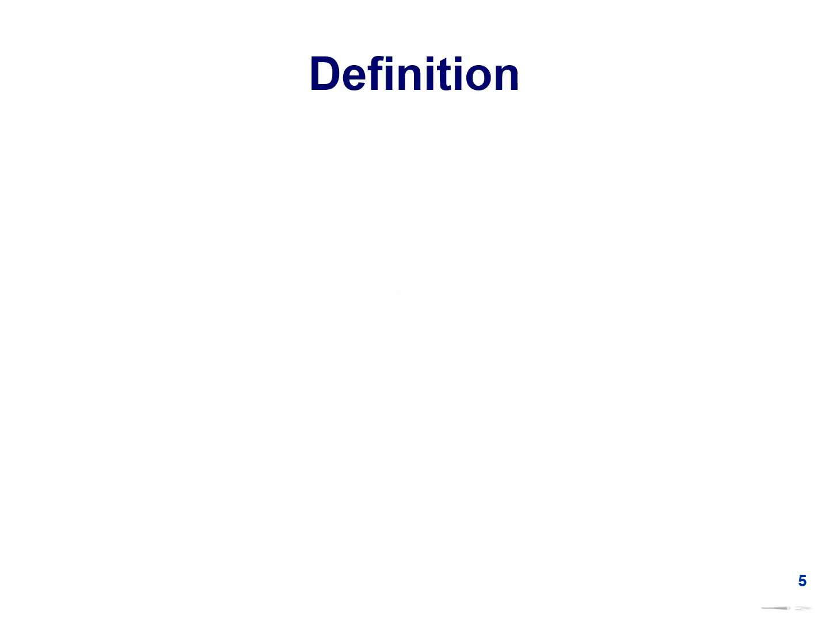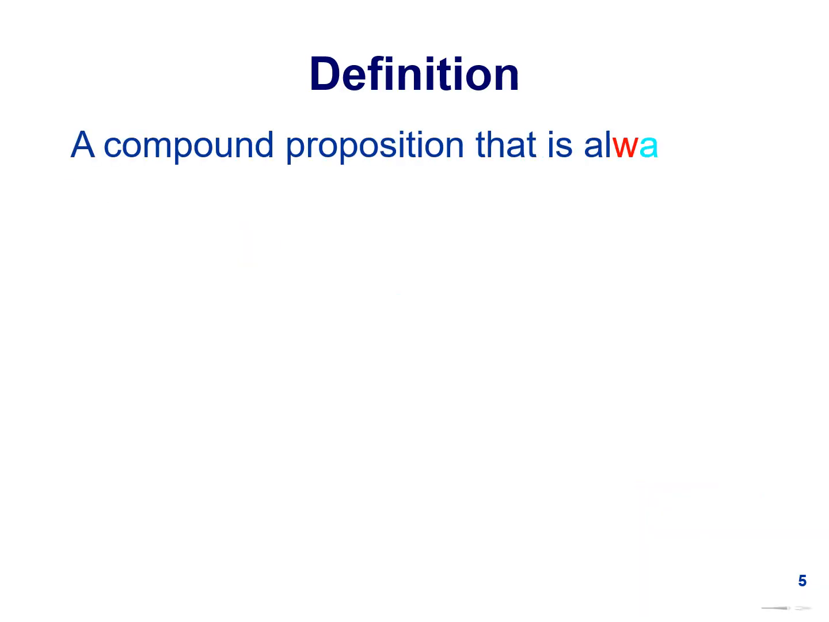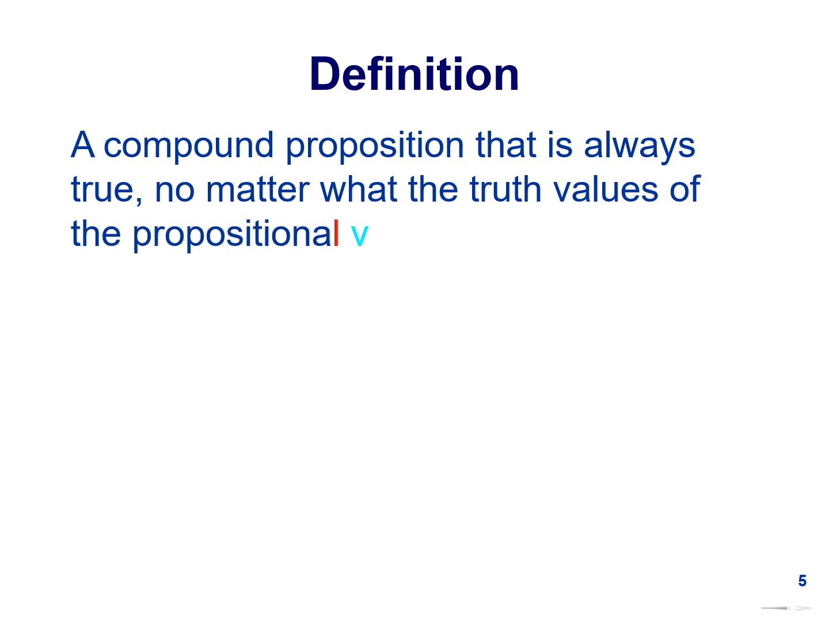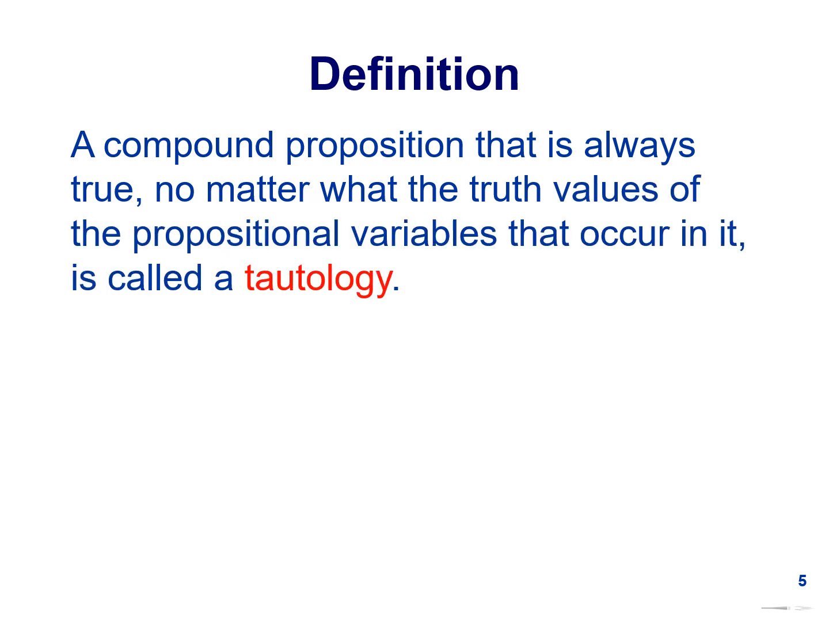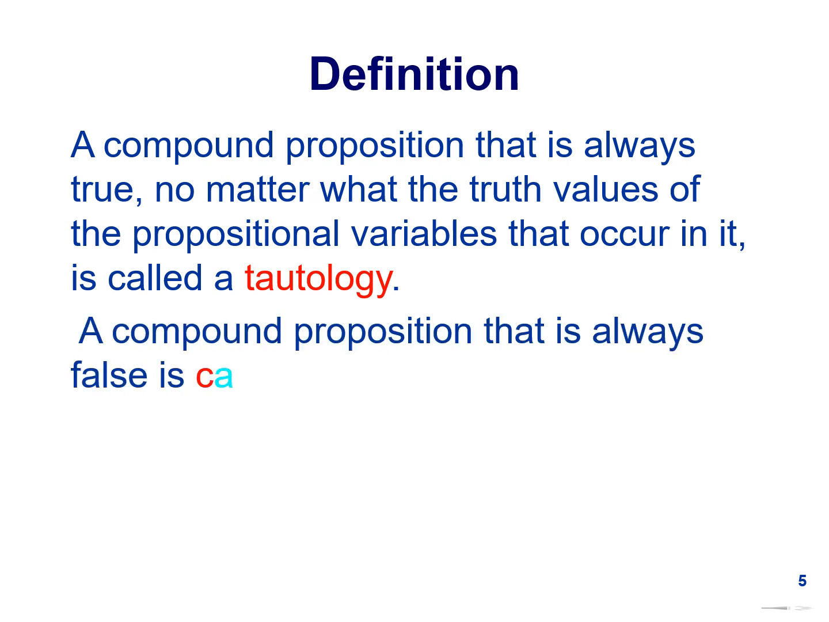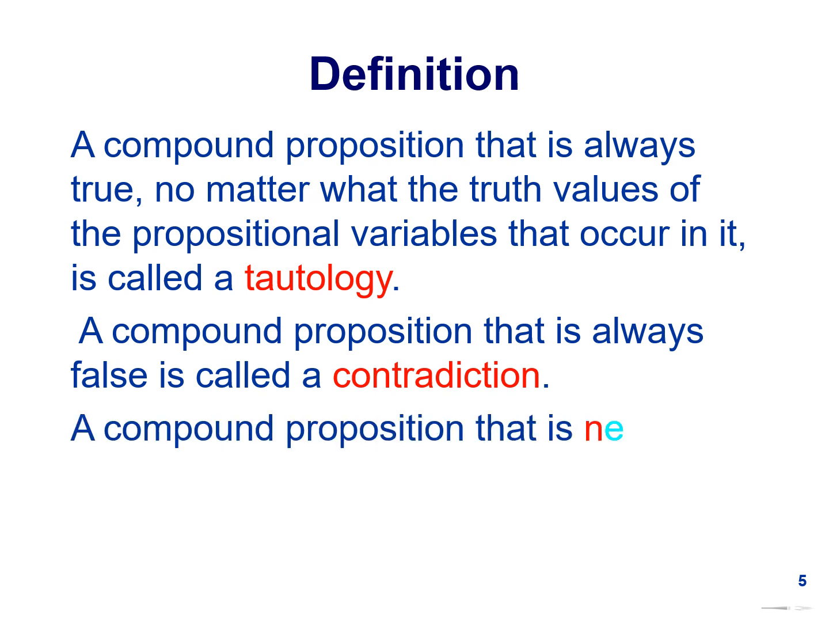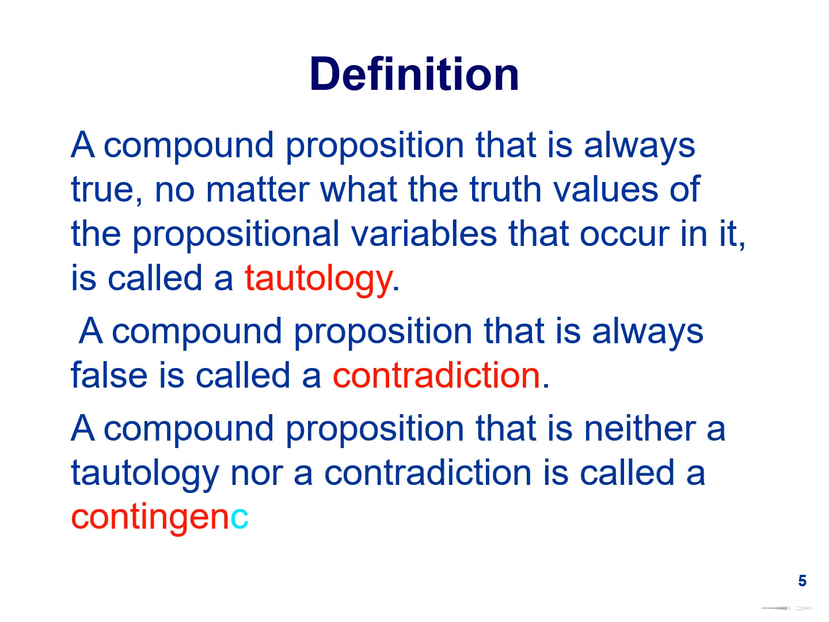A compound proposition that is always true, no matter what the truth values of the propositional variables that occur in it, is called a tautology. A compound proposition that is always false is called a contradiction. A compound proposition that is neither a tautology nor a contradiction is called a contingency.